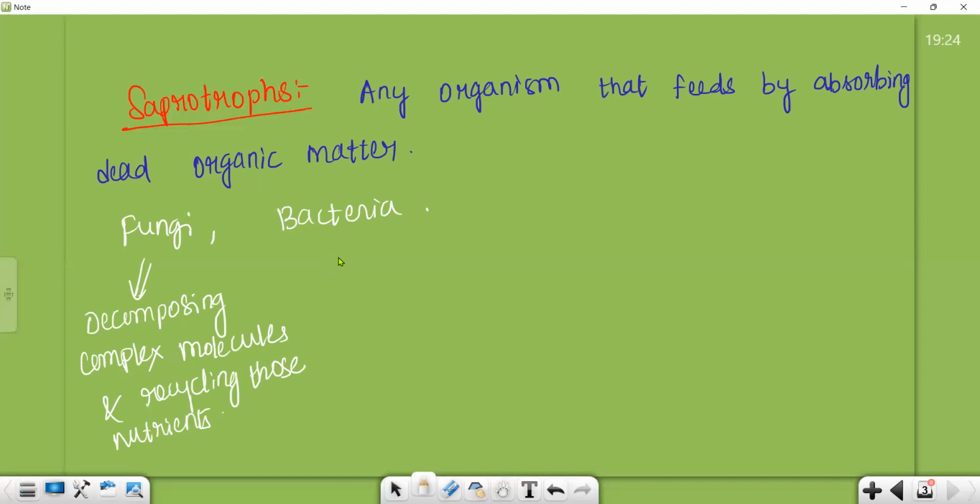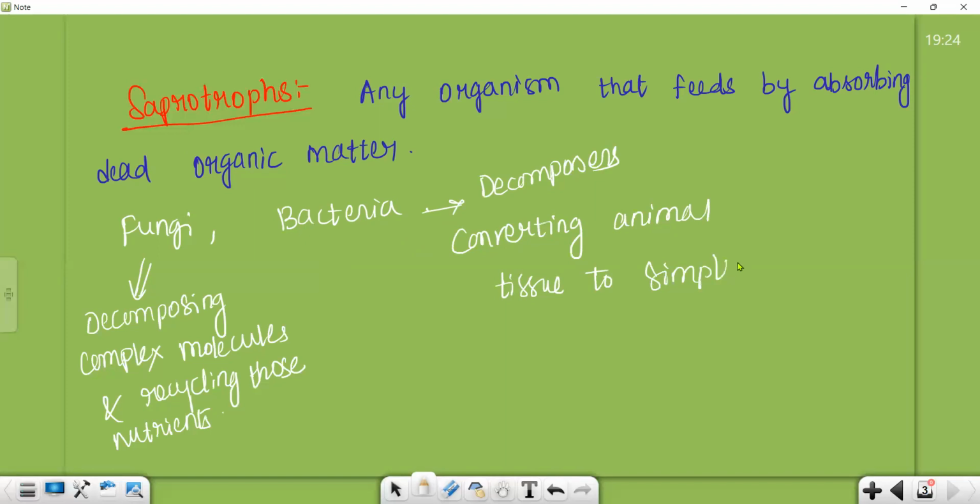Coming to the bacteria, these are also decomposers. They also decompose dead animals, and bacteria is efficient in converting animal tissues. So this is the difference, you can remember, students: converting animal tissue to simpler organic compounds. So bacteria mostly feeds on the organic tissue, whereas fungi feeds on complex molecules and it is most efficient. Clear, students?